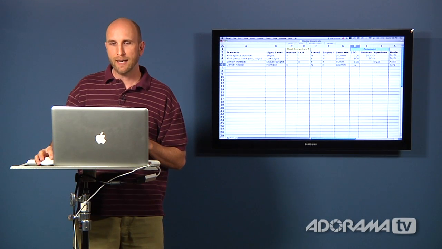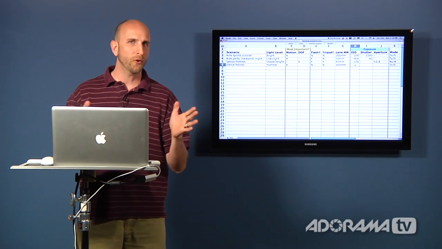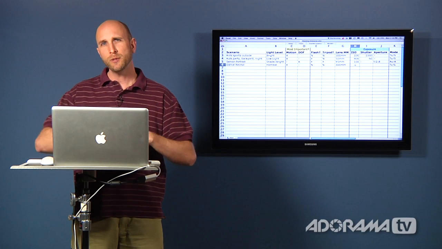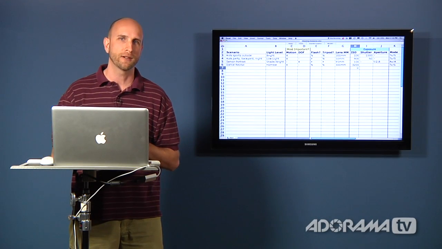Now that we know that, let's talk about the ISO setting. Well, in this light, it's horrible light. There's just hardly any of it. So we're really going to have to increase our ISO. So we're going to put it at 3200. And let's pretend that's the highest ISO we have on our camera.